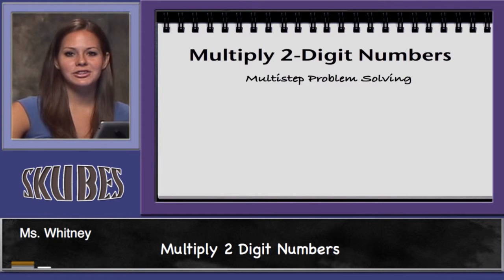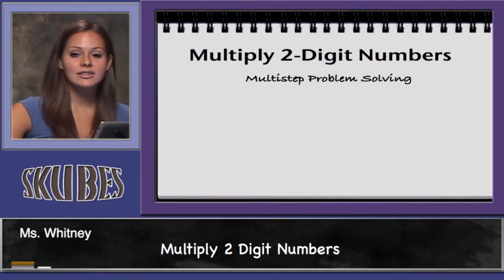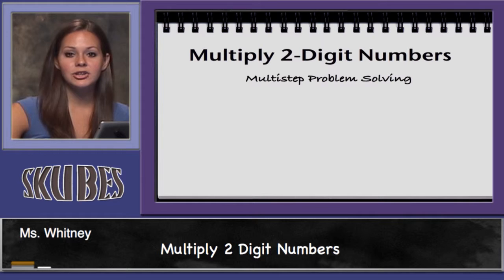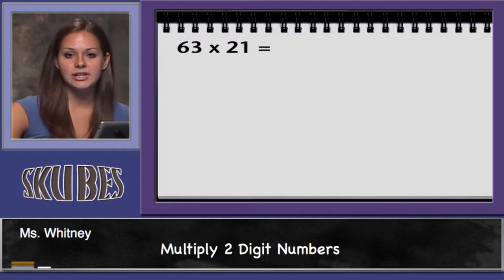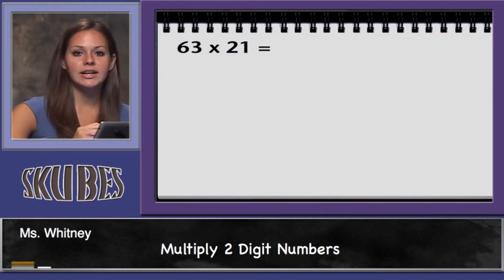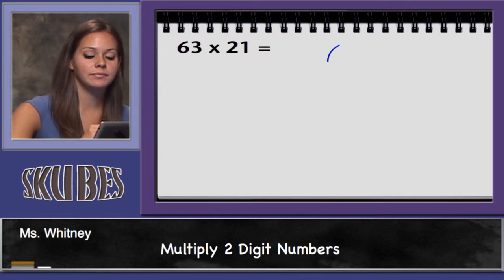We are going to multiply two-digit numbers and solve multi-step problems using two-digit multiplication. First, let's practice multiplying two-digit numbers. 63 times 21.